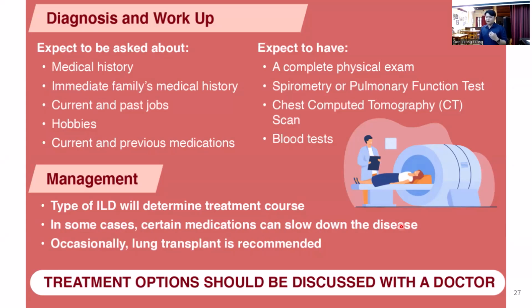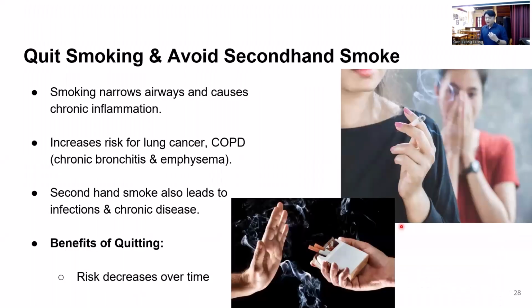There are different types of causes of interstitial lung disease at times. Different types will determine different types of treatment, so this needs to be discussed with your doctor. In some cases, certain medication also can slow down the disease. Occasionally, lung transplant is also recommended, and treatment options should always be discussed with the doctor.